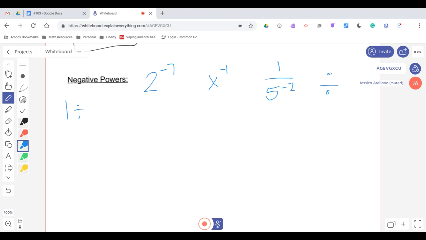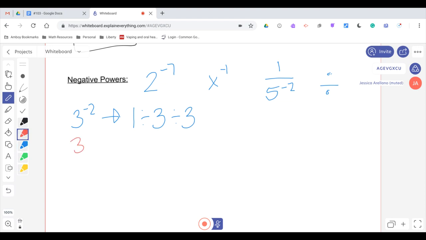So let's say I had 3 to the negative 2nd. That really means that I'm taking 1 divided by 3 divided by 3 again. Okay. It's kind of the opposite, and I'll do it in red. It's up to you if you write it.